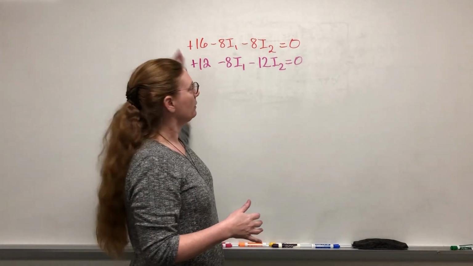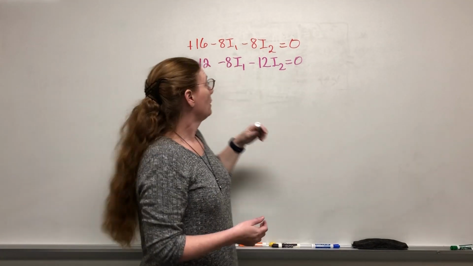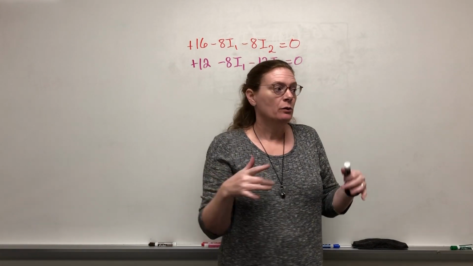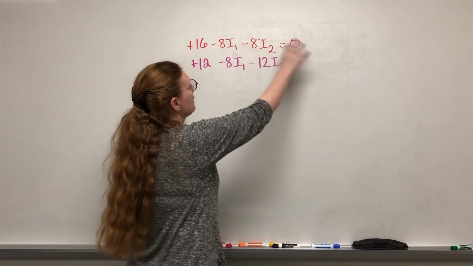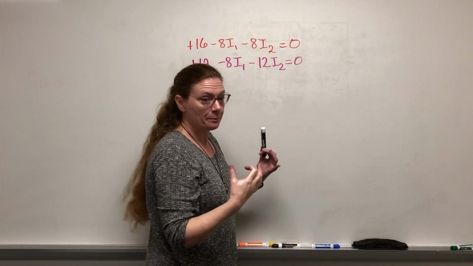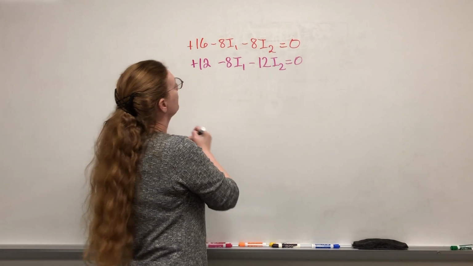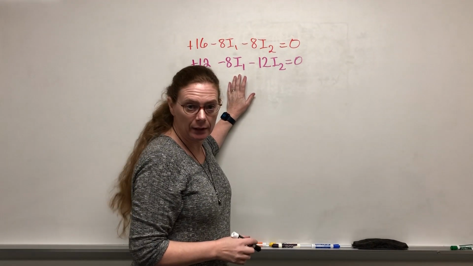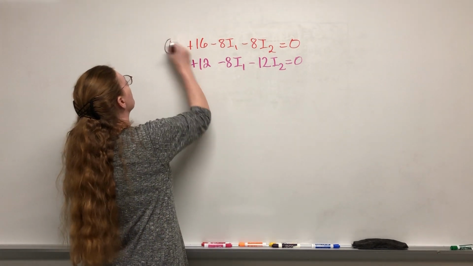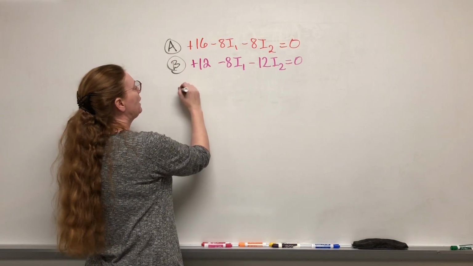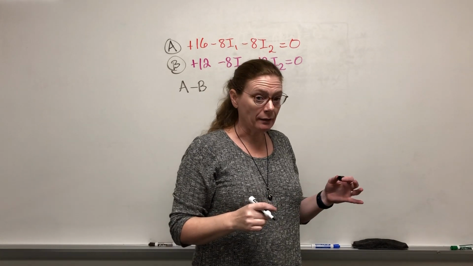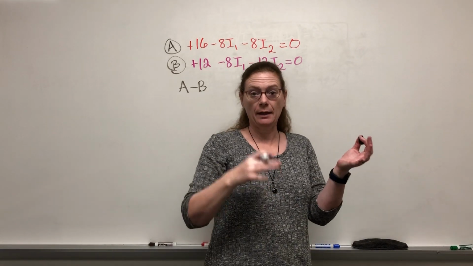There's a lot of different ways to do it. You could do a matrix. I've had some students do that. What I like to do with these is add the equations together. You find a way to add the equations such that either I1 or I2 will drop out. It'll add up to 0. So here, I've got an 8I1 and an 8I1. They're both negative. If I call this one A and call this one B, if I do A minus B, that should drop out the I1, leaving me an equation with a number and just I2.